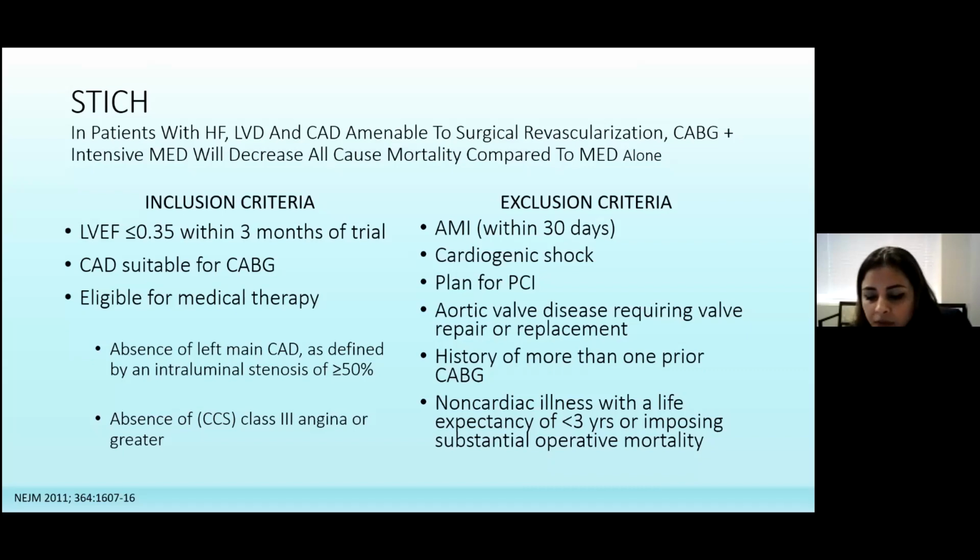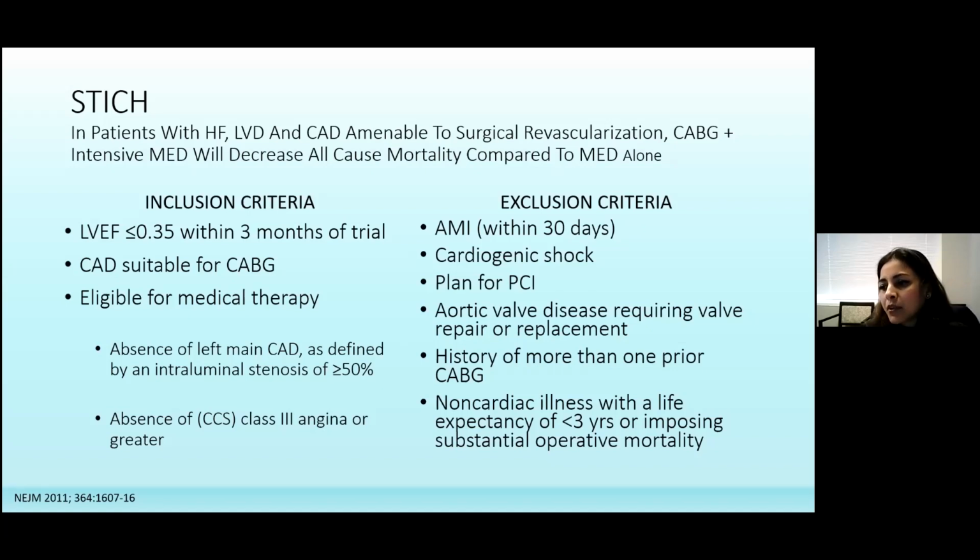So what did STITCH want to say? In patients who have heart failure, LV dysfunction, and coronary artery disease that is amenable to surgical revascularization, their hypothesis is that CABG, when added on to an intensive medical therapy, will decrease all-cause mortality compared to medical therapy alone. Inclusion criteria for STITCH was LVEF less than 35%, coronary artery disease, suitable anatomy for revascularization with CABG. They should be eligible for medical therapy.